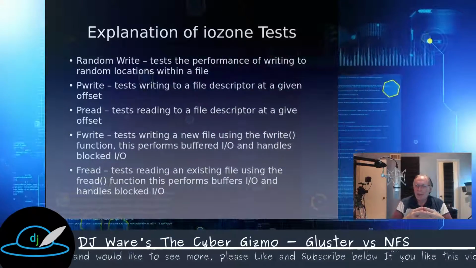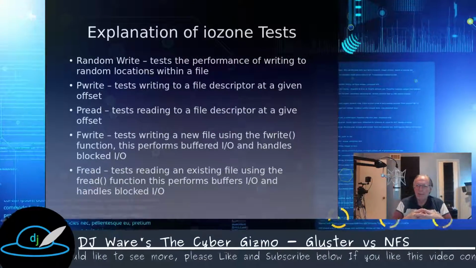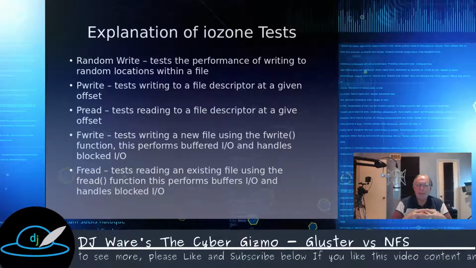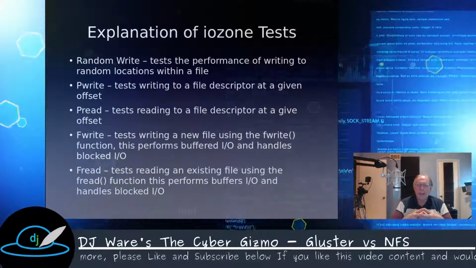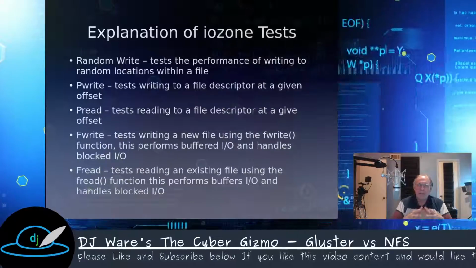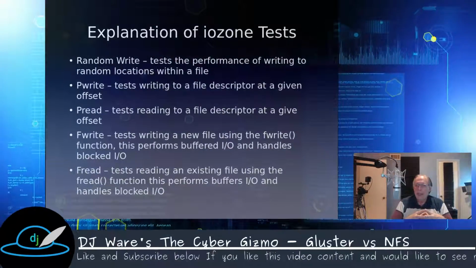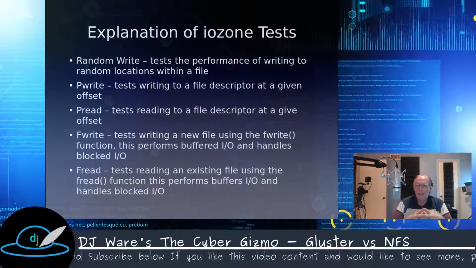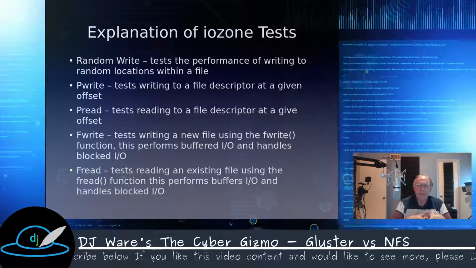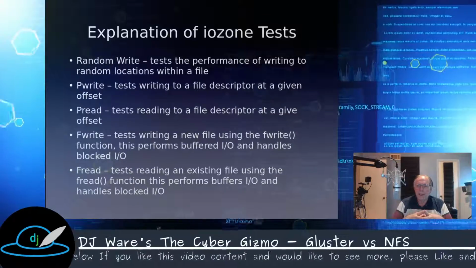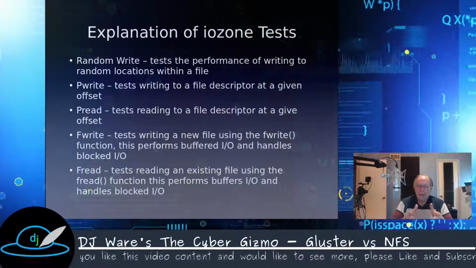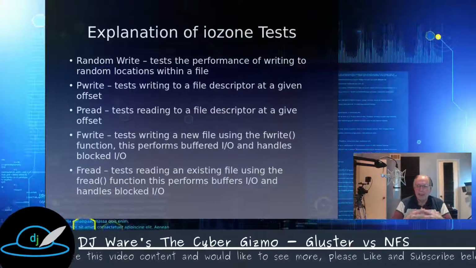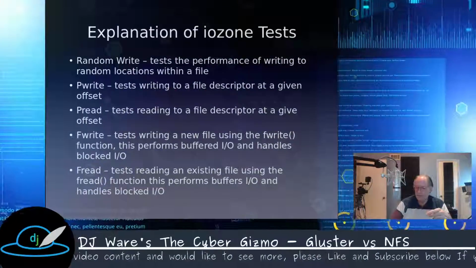Fwrite tests writing a new file using the fwrite function. And so this would be a buffered I/O, and it would also be handling blocked I/O. This would be common in streams. And also with fread, same thing, except it's reading from an existing file, and it would also be simulating a stream I/O because it's handling buffers and also blocked.